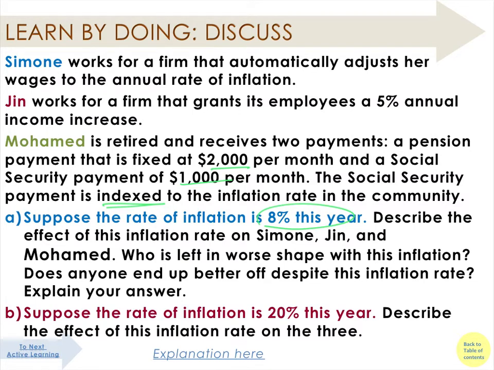So we're not looking at interest rate here, we're looking at real wage, and we're adjusting for inflation. And then case B, what if the inflation rate is even higher at 20%? And the question is, who is worse off and who is better off? So think this through and then we'll discuss the solutions.